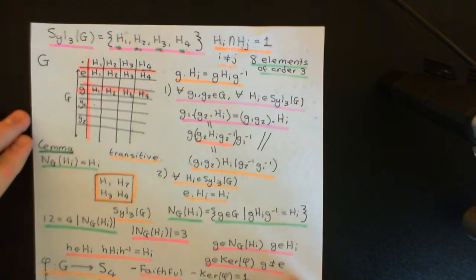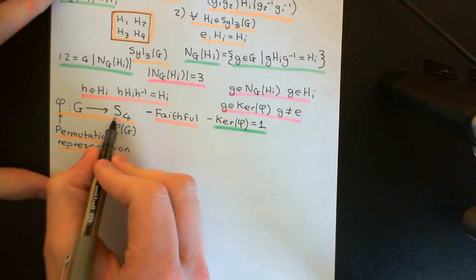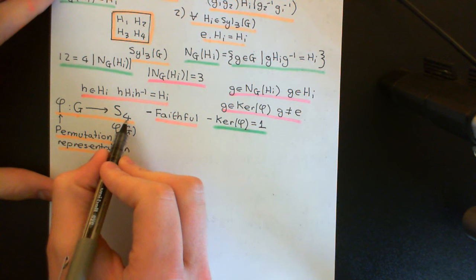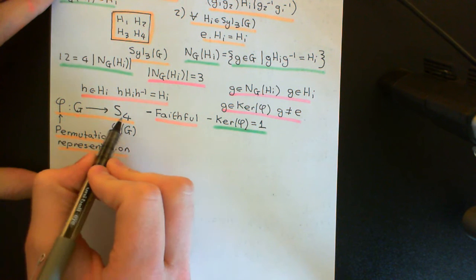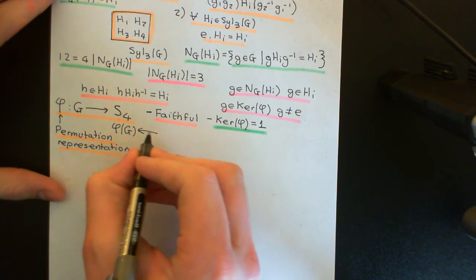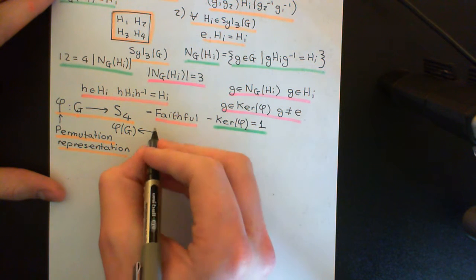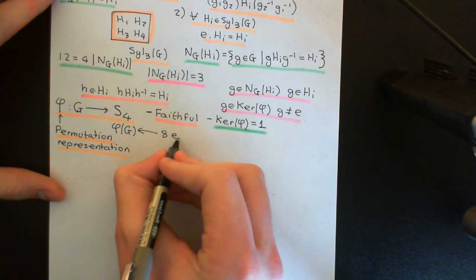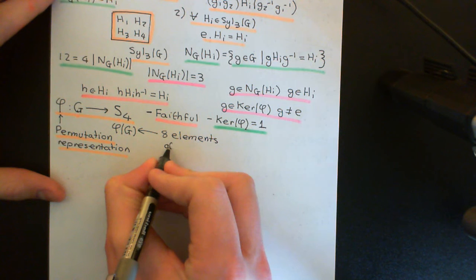Now, because this is an isomorphism from the group onto a subgroup of the symmetric group on the set of 4 elements, an element of order 3 here is going to correspond to an element of order 3 there. So phi of G, the image of G under this injective group homomorphism, must contain 8 elements of order 3.